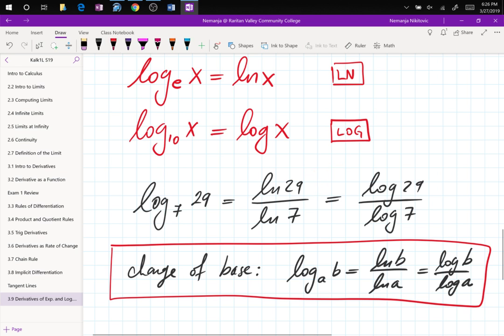Anytime you push the ln button on a calculator, it goes ln and opens parenthesis. Then you type in 29 and you close it. Otherwise, you are doomed.